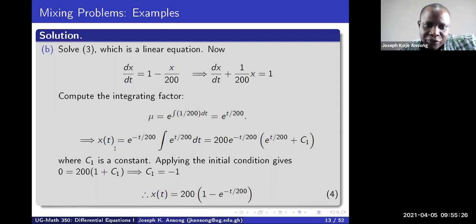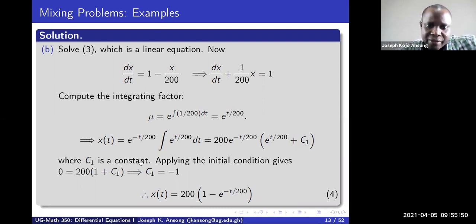Which means X of t is equal to this. If I integrate that, of course, I'm going to get 200 e to the minus t over 200, and then I have e to the t over 200 plus a constant of integration, okay? If you like, this is what is out there. When you integrate this, you get this stuff. In any case, this is very easy, right? We have done this already.